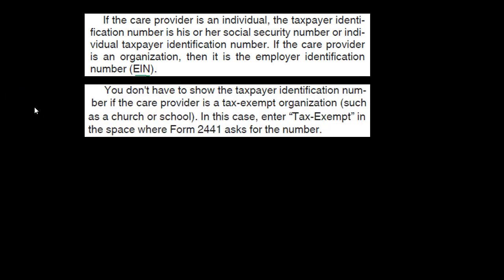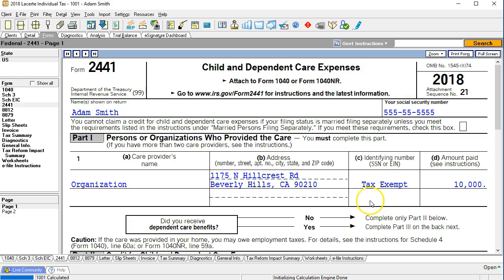You don't have to show the taxpayer identification number if the care provider is a tax-exempt organization. So if they're tax-exempt, then we don't need the number, such as a church or school. In this case, enter tax-exempt in the space where Form 2441 asks for the number. So it might look something like this, tax-exempt.